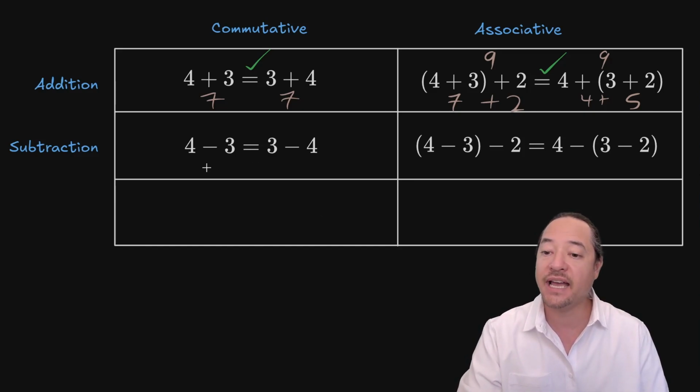So we're looking at 4 minus 3. So what's 4 minus 3? That's 1. 3 minus 4 is negative 1. Well, that doesn't work, does it? Okay, so subtraction is not commutative.